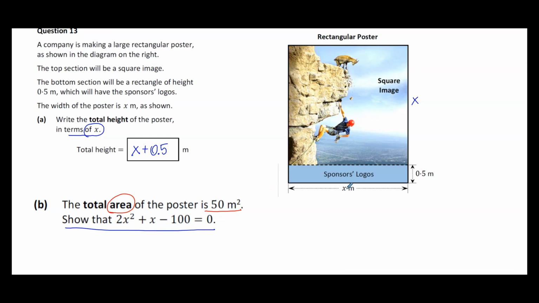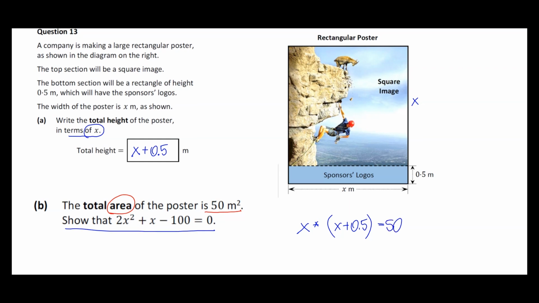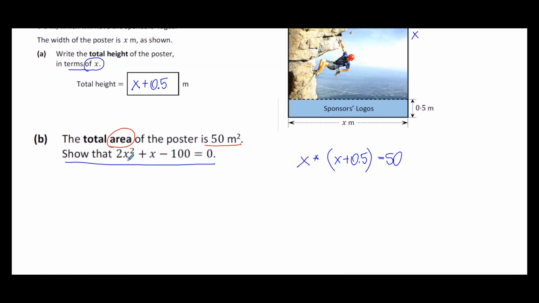How do we calculate the area of a rectangular shape? We multiply one side by the other side, isn't it? So they multiply this length, which is x, by this length, which is x plus 0.5. And when they multiply these values, what did they get? 50. So there it is, our equation, and that's how it has to look.